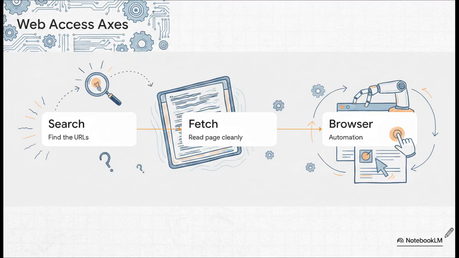And this brilliantly illustrates why conflating these three is exactly how developers end up massively overpaying. You absolutely do not need a heavy headless browser just to read a static blog post, right? Name the access, then pick the cheapest tool for the job.